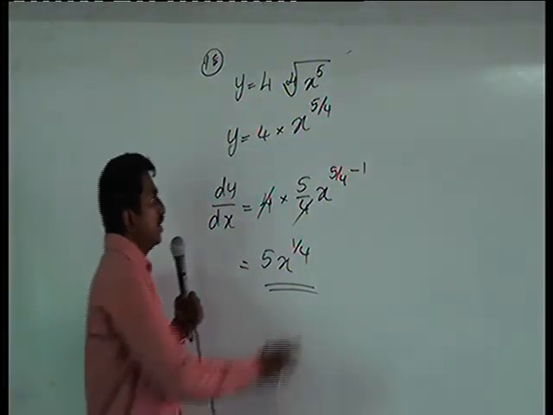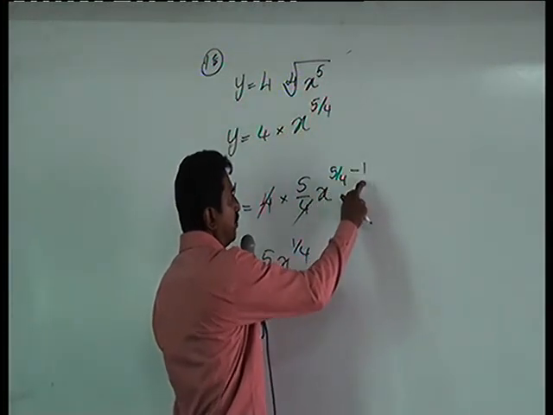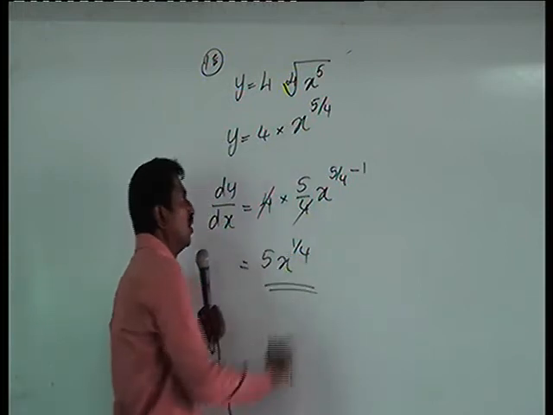5 minus 4, yeah, 5 over 4. This is 4 divided by 4. 5 minus 4 is 1. 1 over 4.